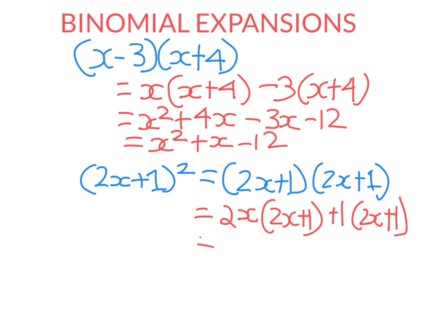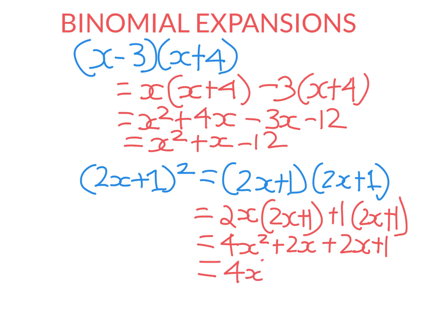So let's expand the first bracket. 2x times 2x is 4x squared. 2x times 1 is 2x. Of course, 1 times the second bracket will leave it unchanged. Multiplying by 1 never changes things. So leave the 4x squared alone. 2x plus 2x is 4x. And then I leave the 1 alone because it doesn't have any like term.